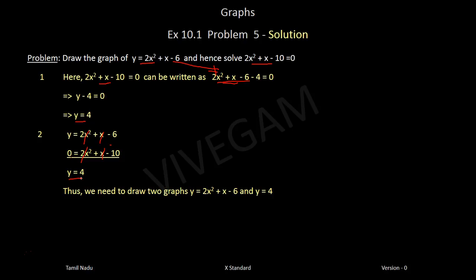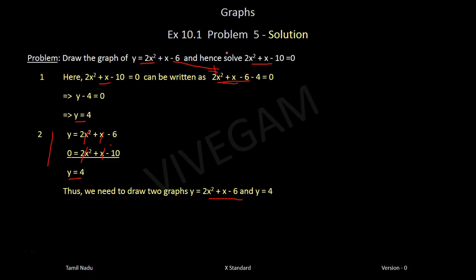So we need to draw a graph of y equal to 2x square plus x minus 6 and y equal to 4. Once you draw these two graphs, they both will intersect at 2 points, and that is the solution of this equation. So let me repeat. We have two methods. I think this is the easier method. Anyway, for completion, I've given you both.